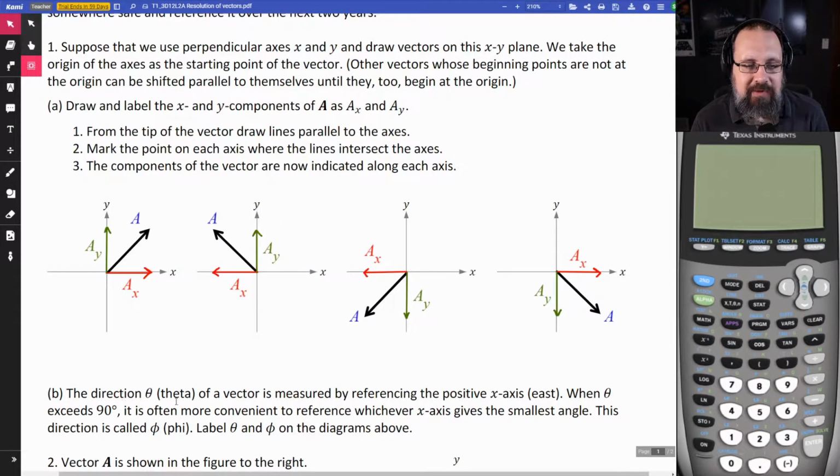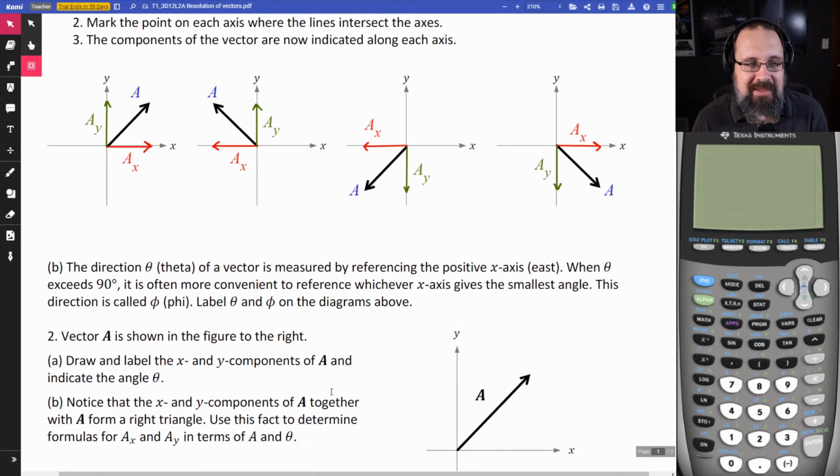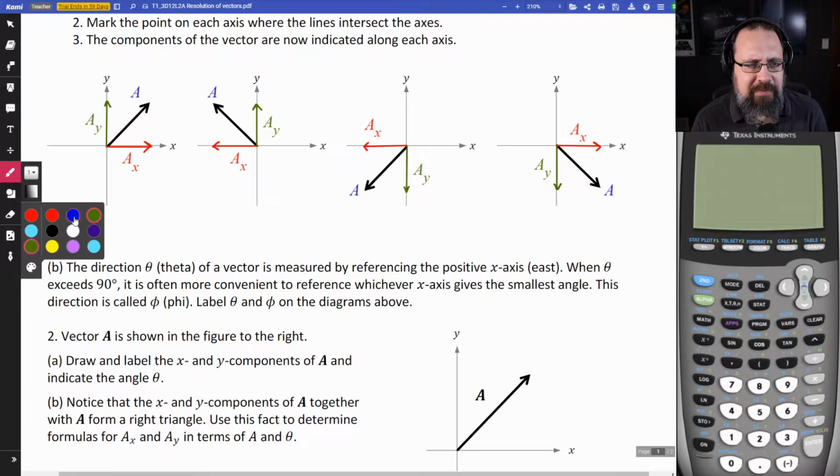Part B: the direction theta of a vector is measured by referencing the positive x-axis, which is to the east. When theta exceeds 90 degrees, it is often more convenient to reference whichever x-axis gives the smallest angle. This direction is called phi. What we're going to do now is label theta and phi for each of these drawings. Let's do this with blue, and we're going to do the best we can to indicate these directions.